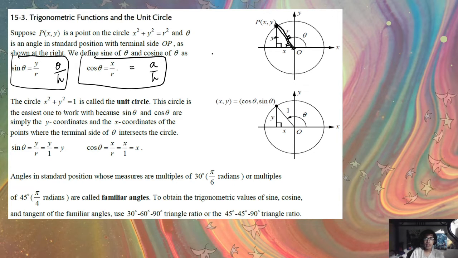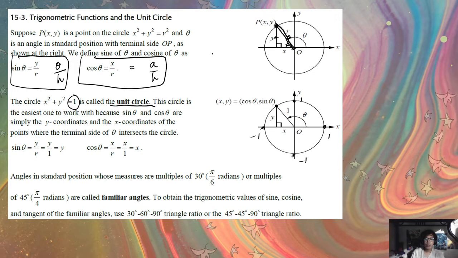The circle x squared plus y squared is equal to 1 is called the unit circle. Since it has a value of 1 for the radius, so 1 here, 1 here, negative 1 here, and negative 1 here on our unit circle. That's why it's called a unit circle. The circle is the easiest one to work with because sine theta and cosine theta are simply the y and x coordinates of the points where the terminal side of theta intersects the circle.